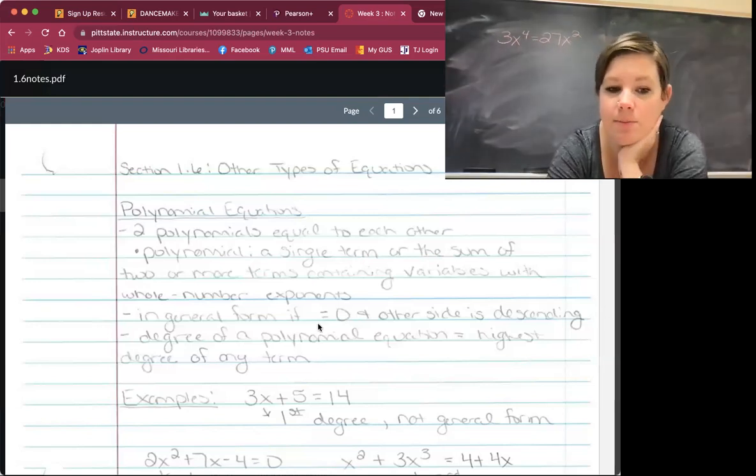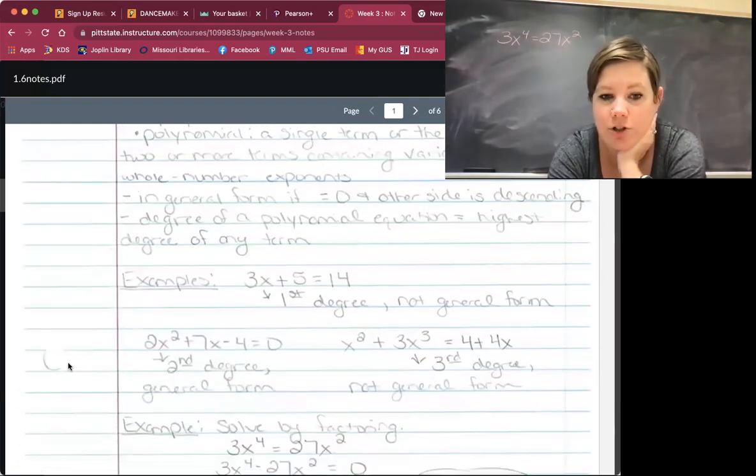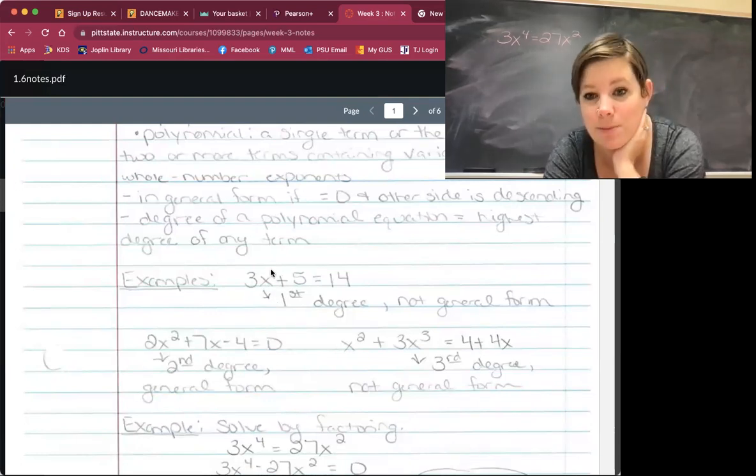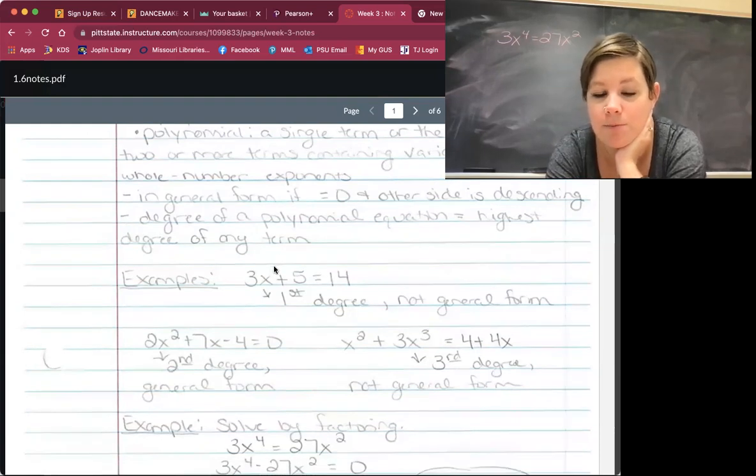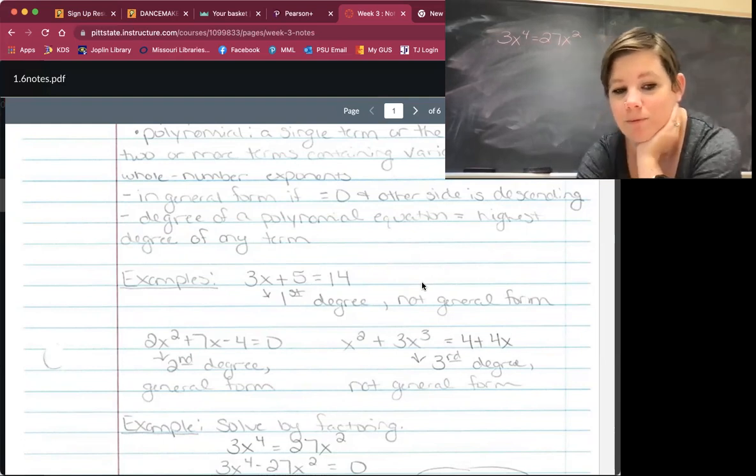So here's a couple examples of some polynomial equations. We have 3x plus 5 equals 14. This is a first degree polynomial because we just have an x, and if there's no exponent above the variable, then we understand that to just be an exponent of 1. So we would say this is a first degree polynomial, and it is not in general form because look, we have this 14 on the right hand side. So it's not equal to 0, so it would not be in general form.